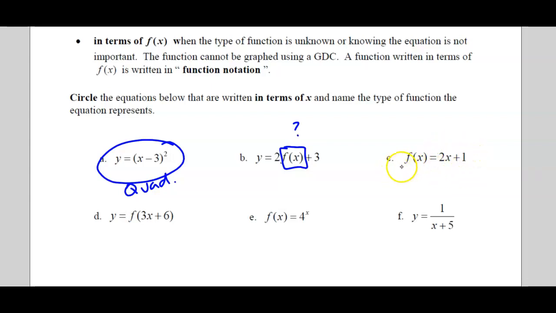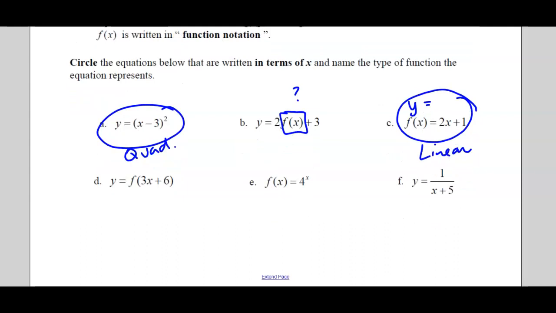Now this is the name of a function, so that's the same as y equals. So we've got function notation in it, but that's the definition. So that's okay. That's linear. I can put that in my calculator and graph it. Next one, f of 3x plus 6. Don't know what the f is, right? So can't.